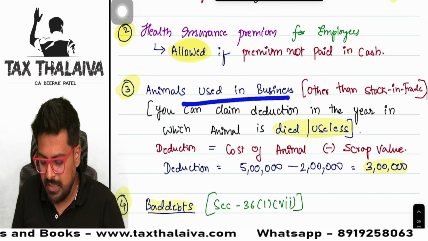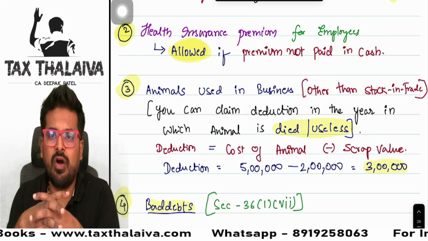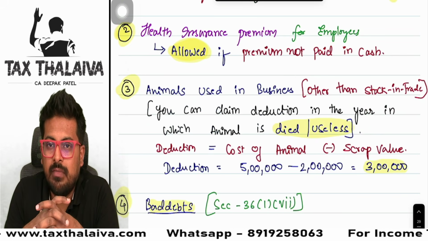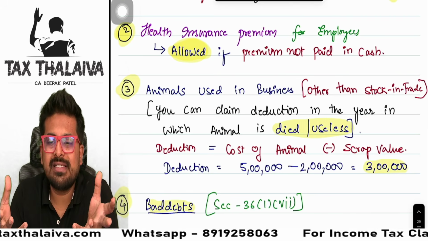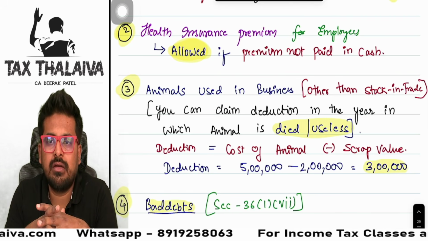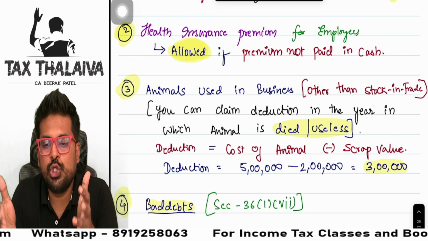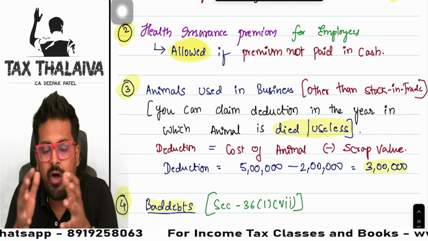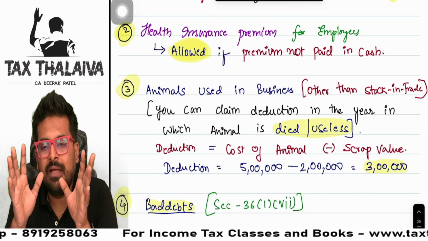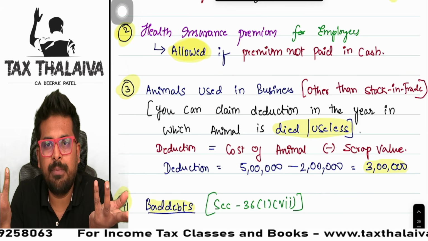Animals used in business other than as stock in trade. For a dairy business, a milk business, what is the asset? The cattle is an asset. For that animal which is used in business, how to claim the deduction? How to claim the depreciation?